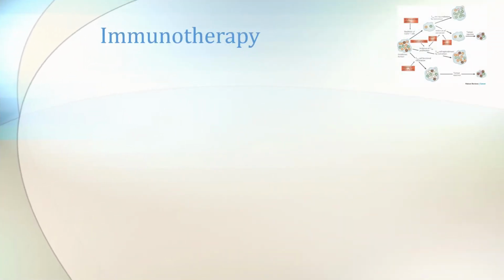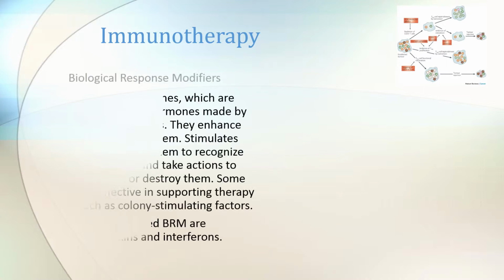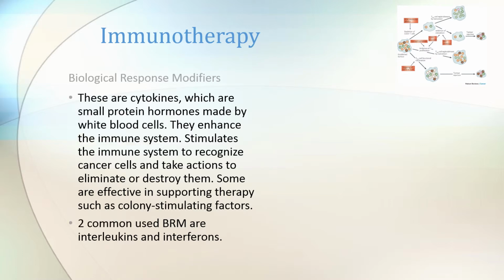Okay, we're going to discuss immunotherapy. Biological response modifiers. These are cytokines, which are small protein hormones made by white blood cells. They enhance the immune system, stimulating it to recognize cancer cells and take action to eliminate or destroy them. Some are effective in supporting therapies such as colony-stimulating factors. Two common ones used are interleukins and interferons.